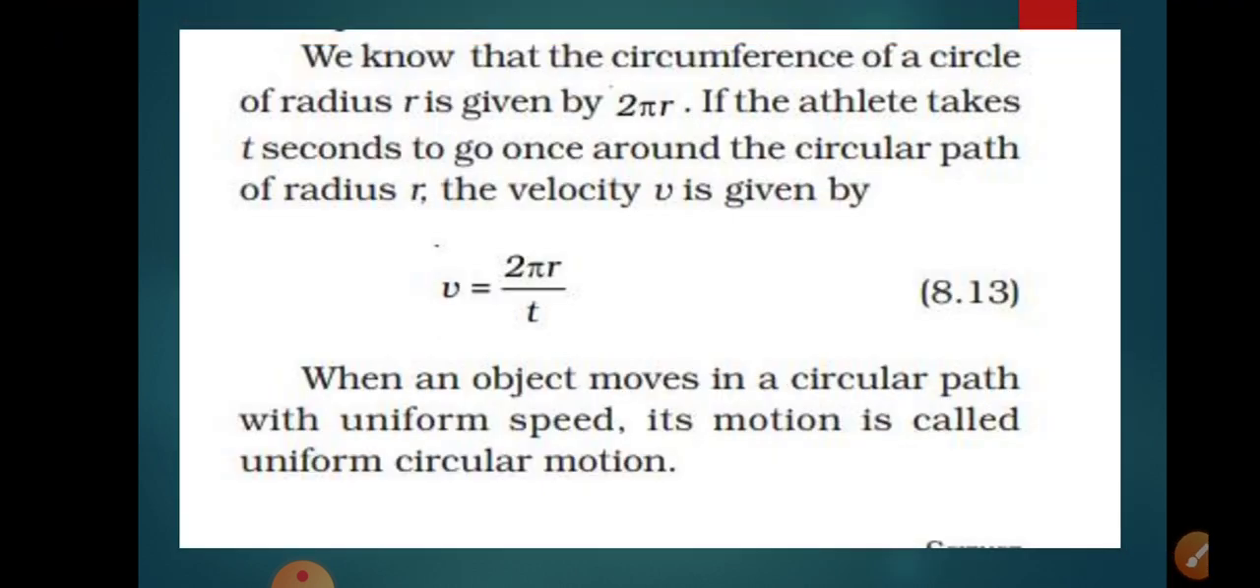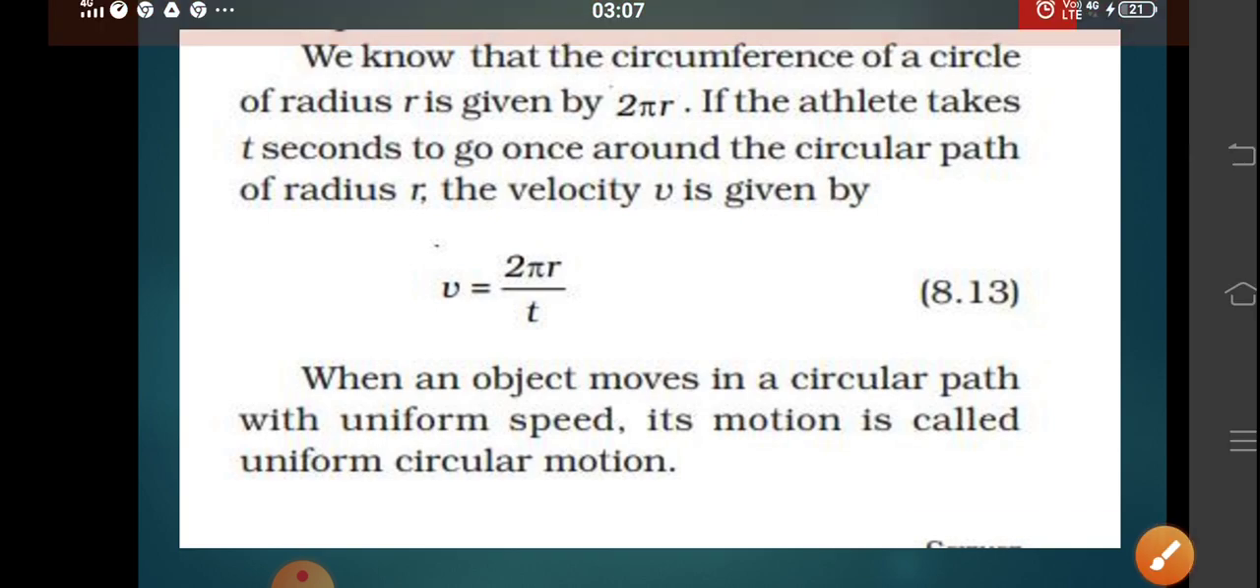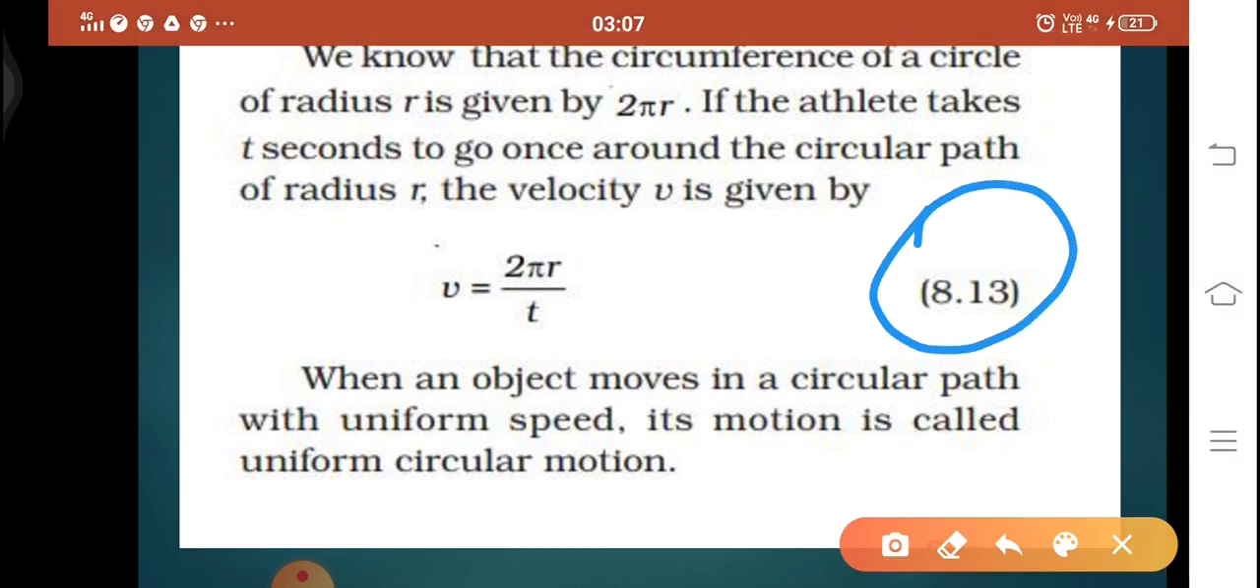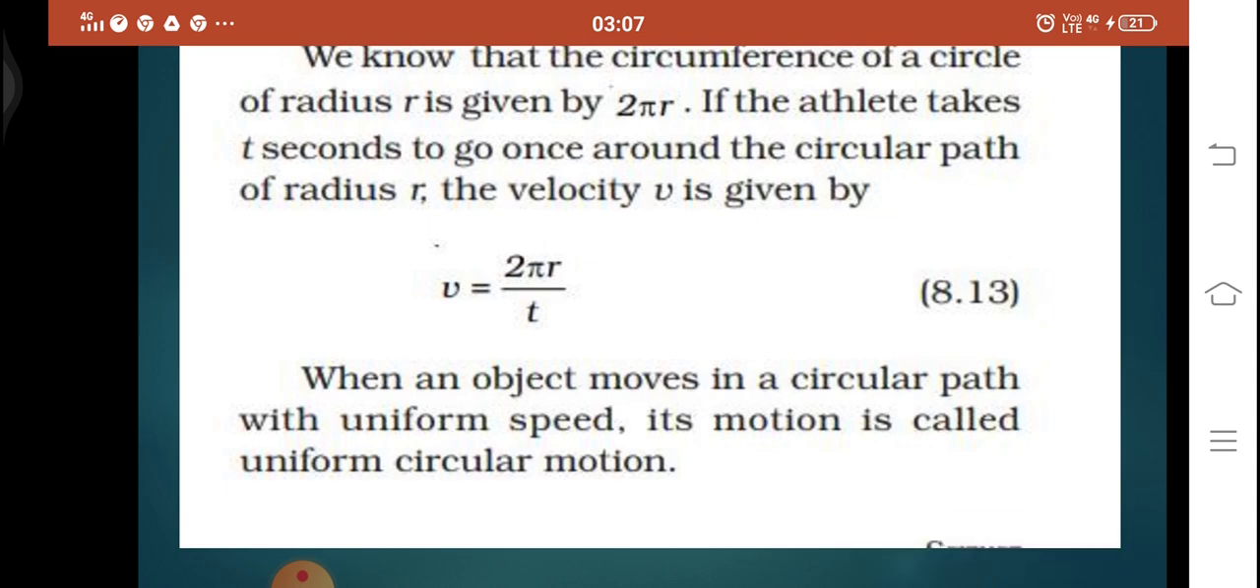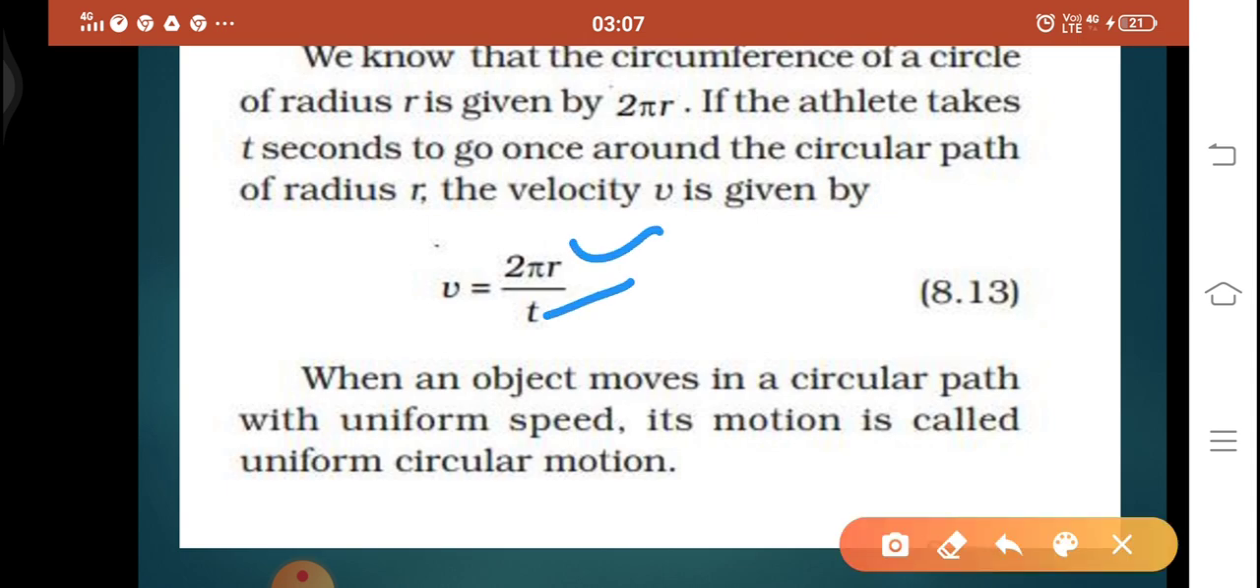Now we know the circumference of a circle of radius r is 2 pi r. If it starts the motion from this point, it will travel 2 pi r distance in time t. So velocity equals distance upon time. If the athlete takes t seconds to go once round the circular path, then the velocity will be given by this, v = 2 pi r / t. This kind of motion is called uniform circular motion.